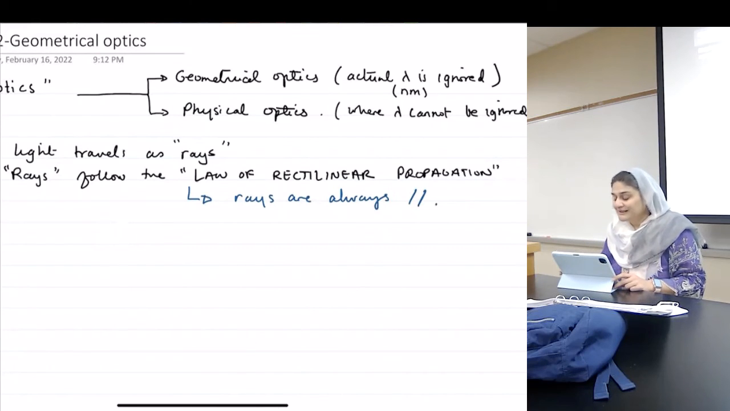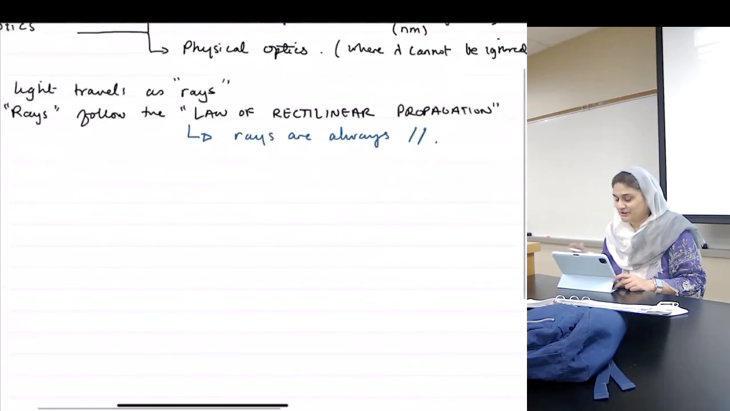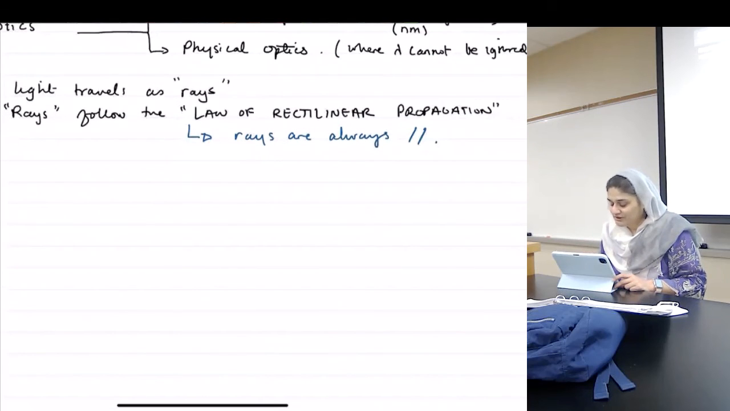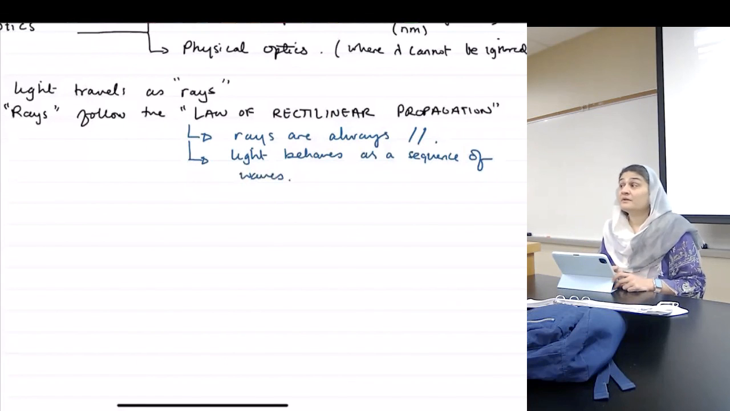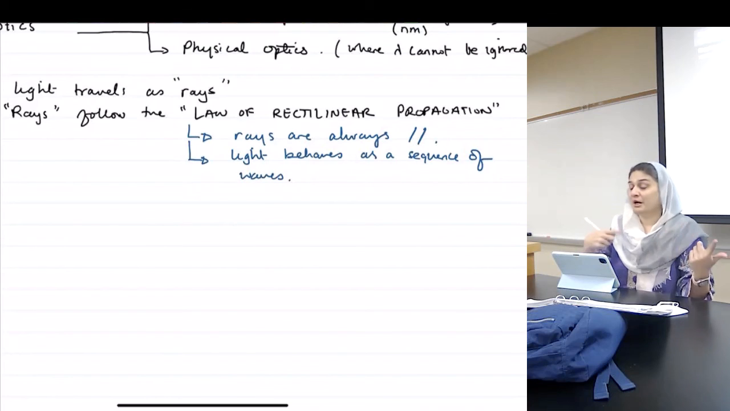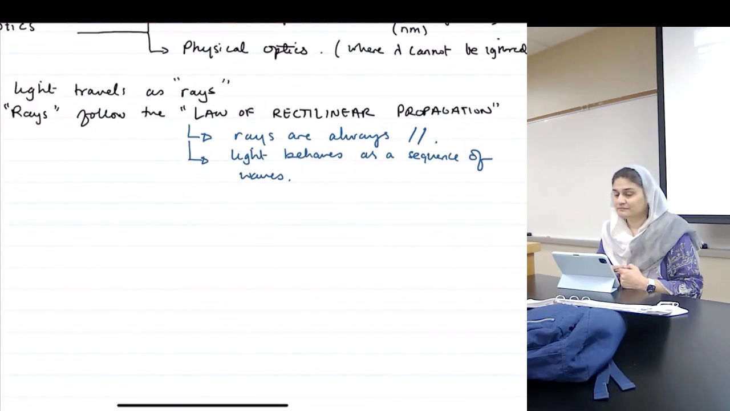And in our rectilinear law of propagation, we also say that light behaves as a sequence of waves, which leads us to the wave properties of light. And that is called the wave configuration.